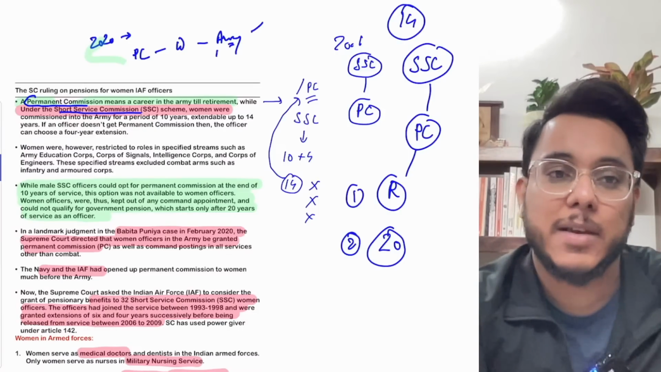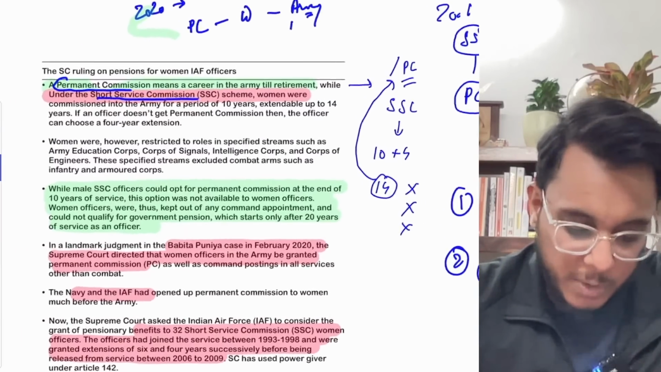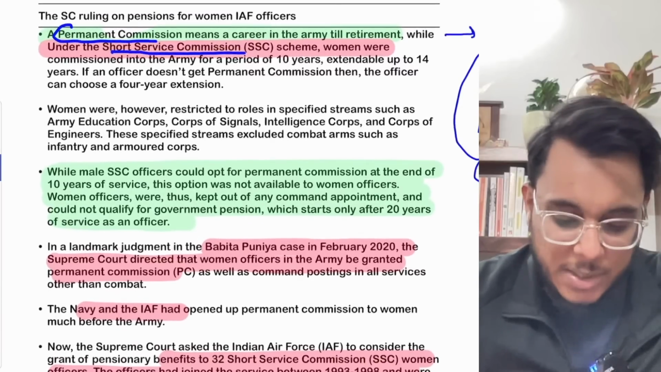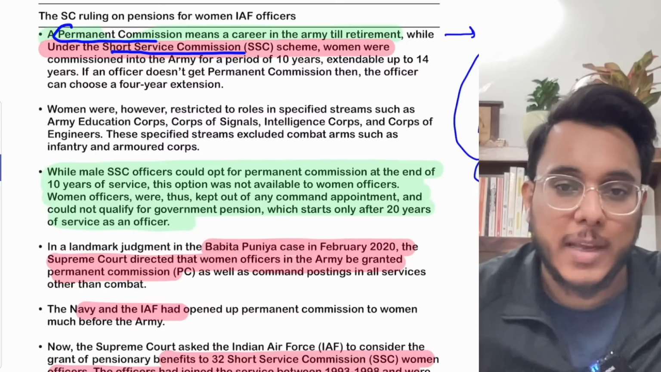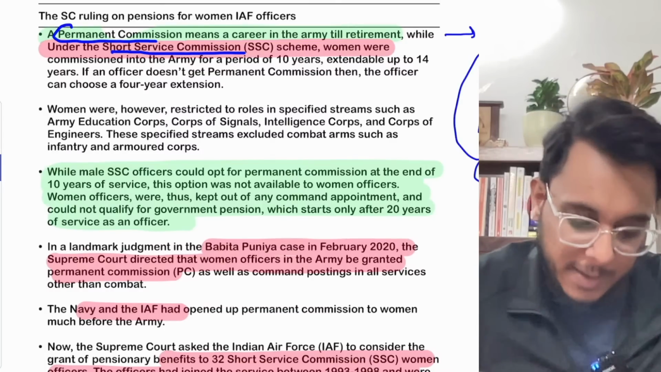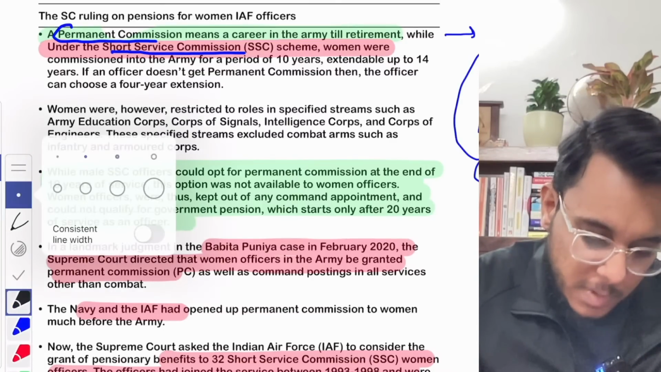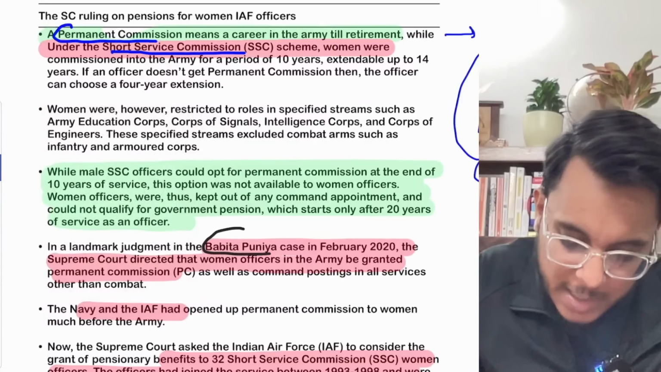Now this particular thing was challenged in the Supreme Court, and in 2020 the Supreme Court came out with a landmark judgment, and this judgment was the Babita Punia case.